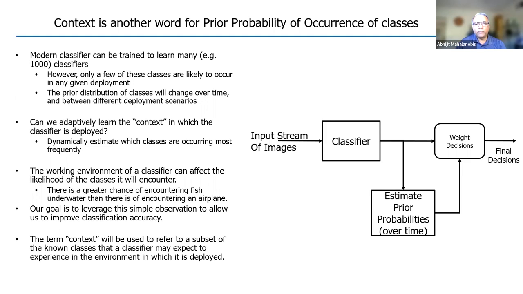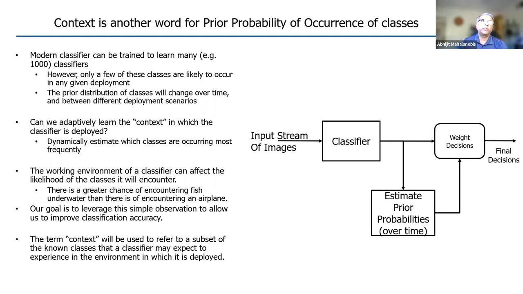And the premise is that because it's in a given environment or a given application, you have some classes occurring quite frequently, but the classifier itself has been trained on a very large number of classes. So just to use an example, maybe the classifier knows 100 classes or 1,000 classes, but you're deploying it in a scenario where maybe there's only 20 classes occurring, right?